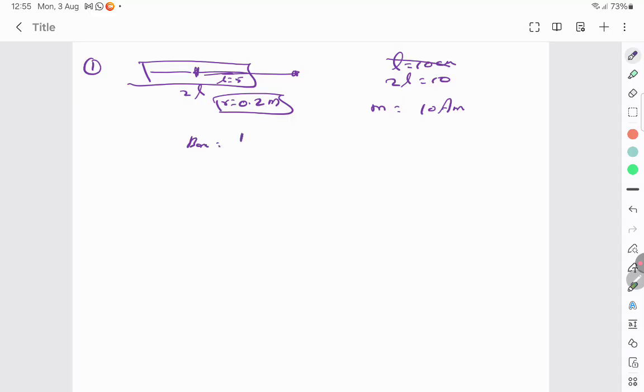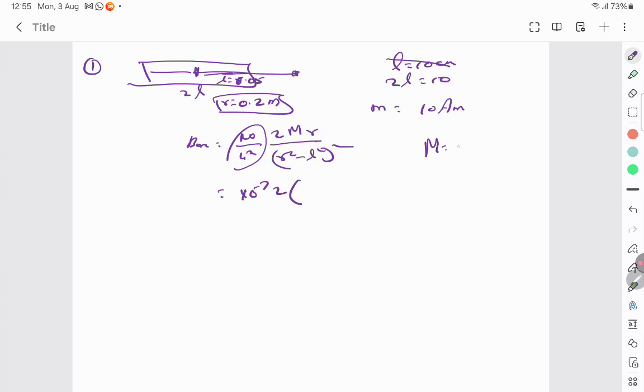B axial is mu naught by 4 pi into 2M r by r square minus L square, the whole square. Here you can't ignore L. It's given. L is 10 centimeter, which means 0.05 meters. So substitute that; this itself is 10 to the power minus 7. And 2 into capital M.